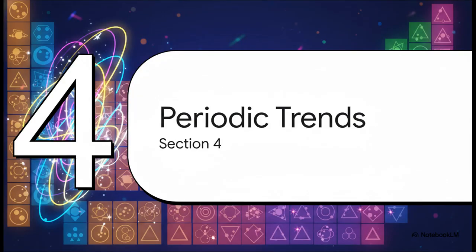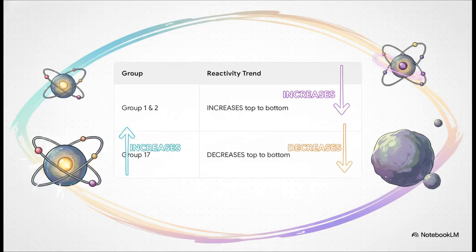Section 4. Periodic trends revealed. Armed with those definitions of size and energy, we can now uncover the secret patterns hidden right there in the vertical columns, or groups. Let's look at the outer edges of the table and see how this builds across different families of elements. Look at group 1 and 2, our metals on the left.